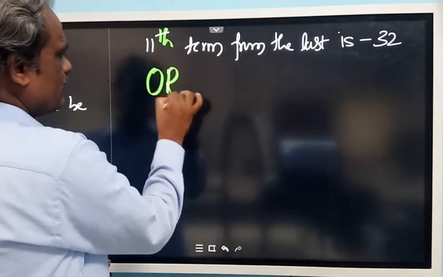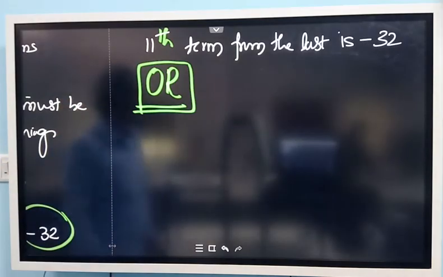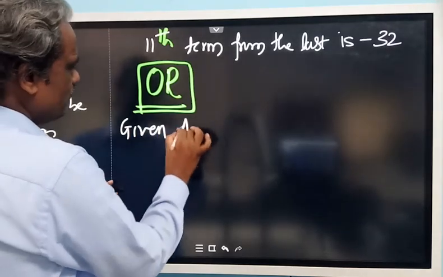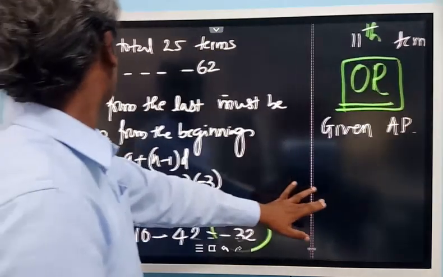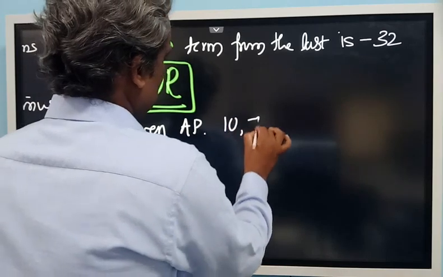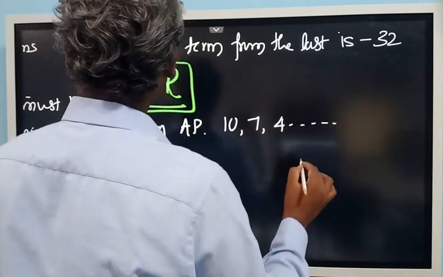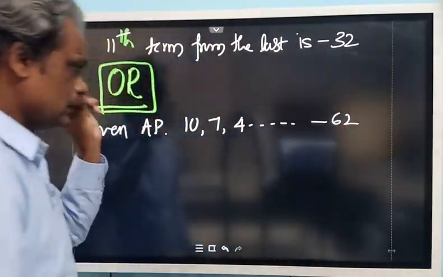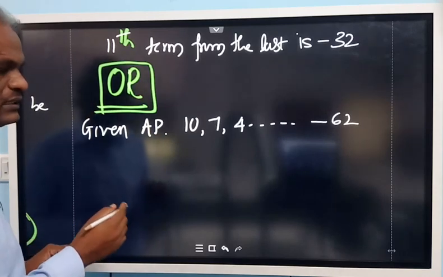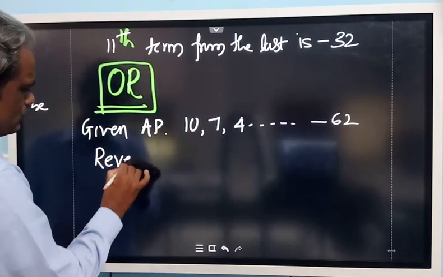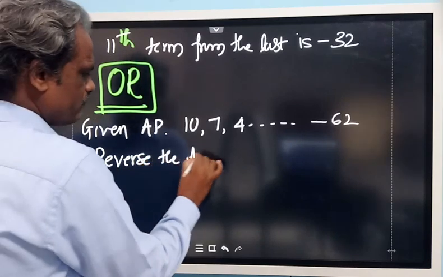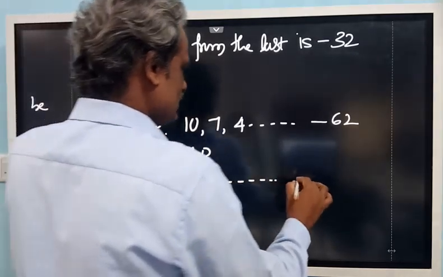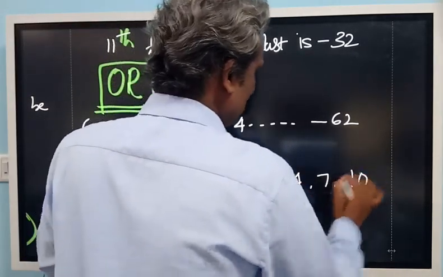There is one more way. So let us check how to find this one. The given AP is like this. Let me write the given AP: 10, 7, 4, and the last term is minus 62. To find out the 11th term from the last, let us reverse the AP. So it becomes minus 62 as the first term, then it goes like this: 4, 7 and 10.